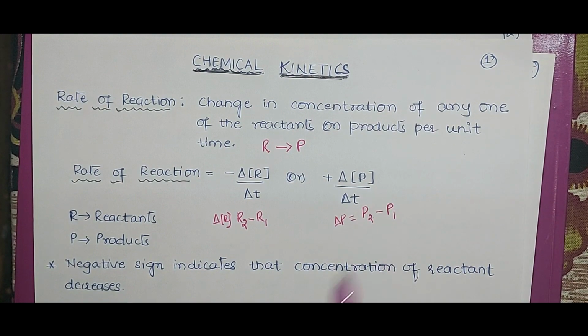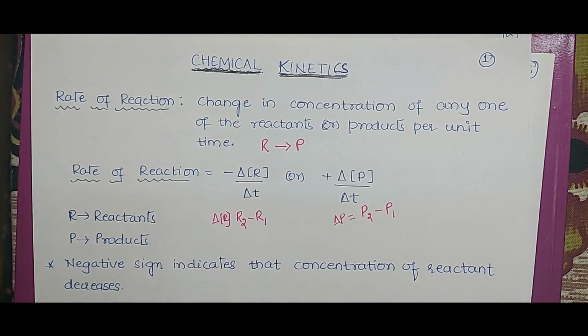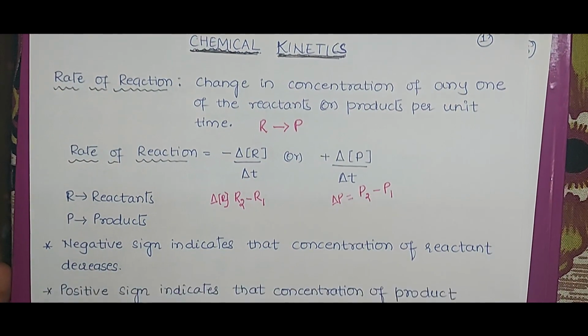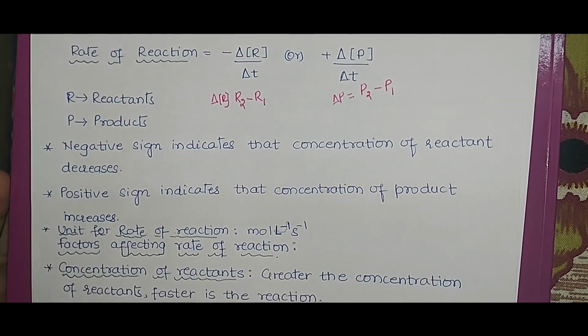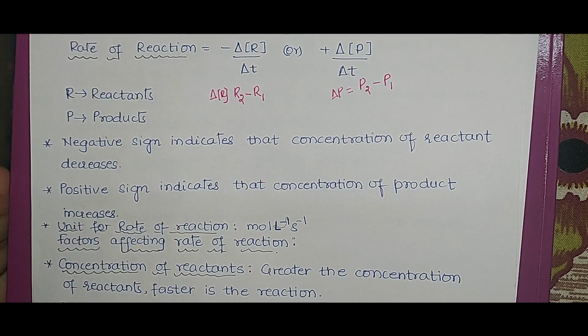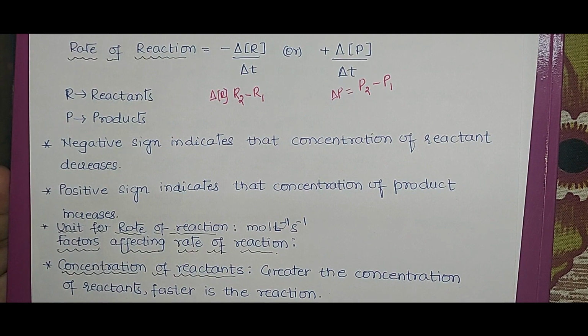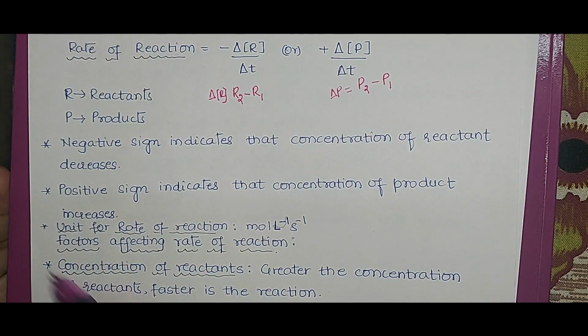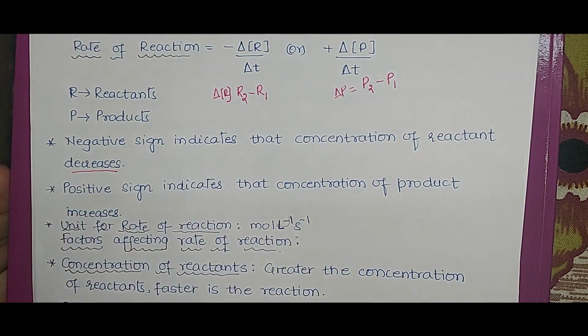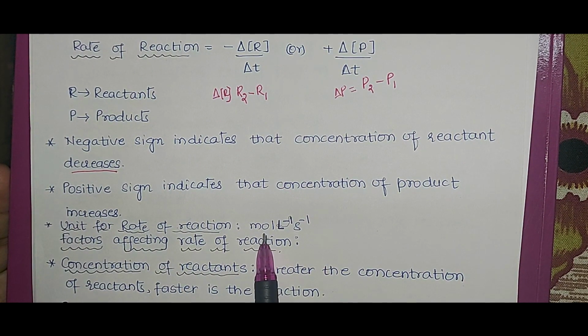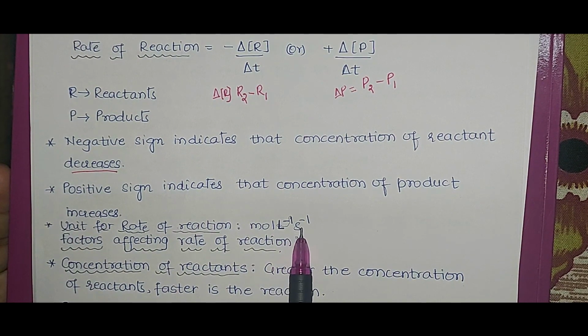The negative sign associated here indicates that the concentration of reactant decreases, and the positive sign indicates that the concentration of the product increases. Then the unit for rate of reaction is given as mole per liter per second.